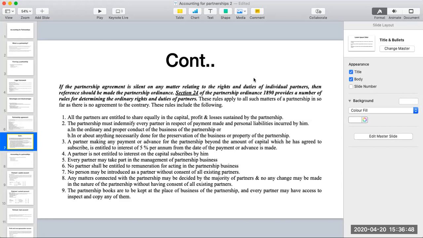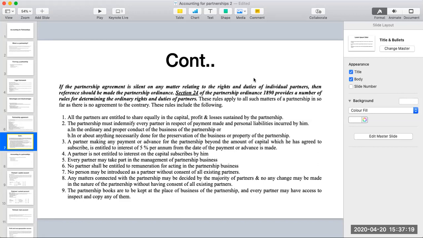What are they? The rules will include the following factors. All the partners are entitled to share equally in the capital, profits and losses sustained by the partnership. That means the profits will be shared among the partners equally. At the same time, they will contribute to the capital equally. The partnership must indemnify every partner in respect of payment made and personal liabilities incurred by him.